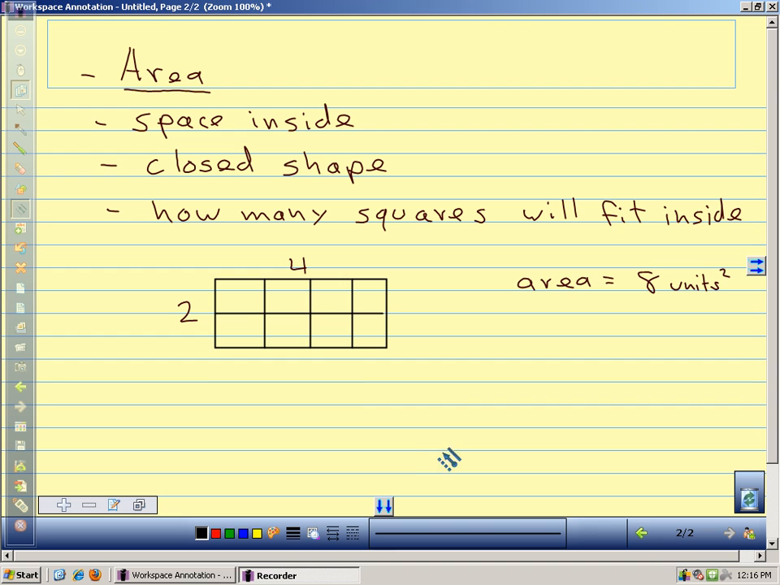So it's not perfect, but what this is saying is that we can fit 8 squares inside this rectangle.